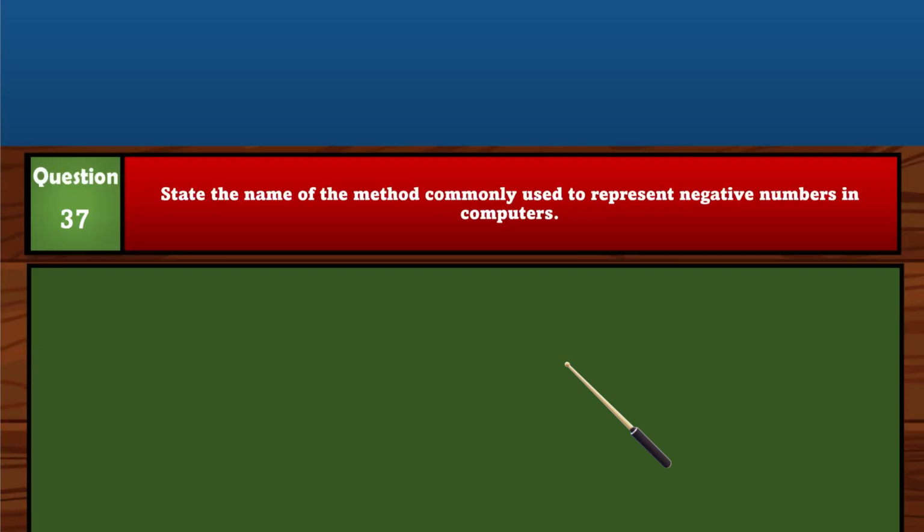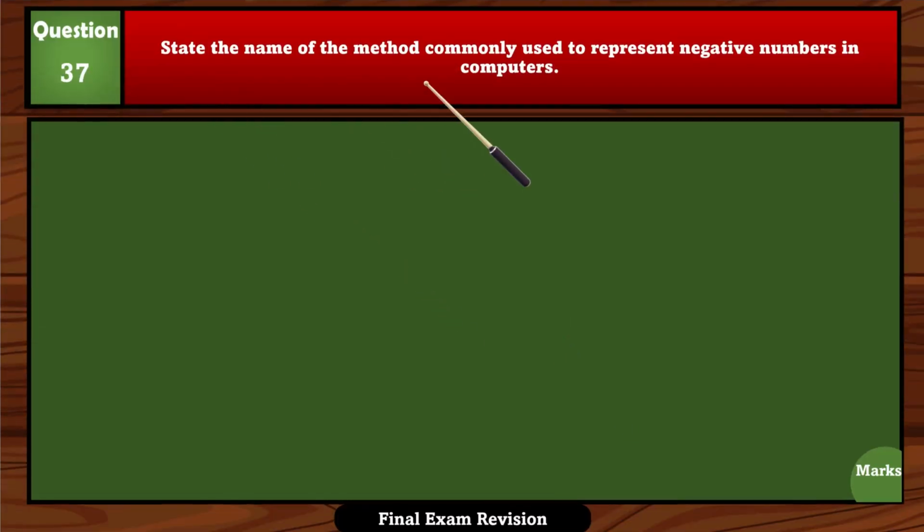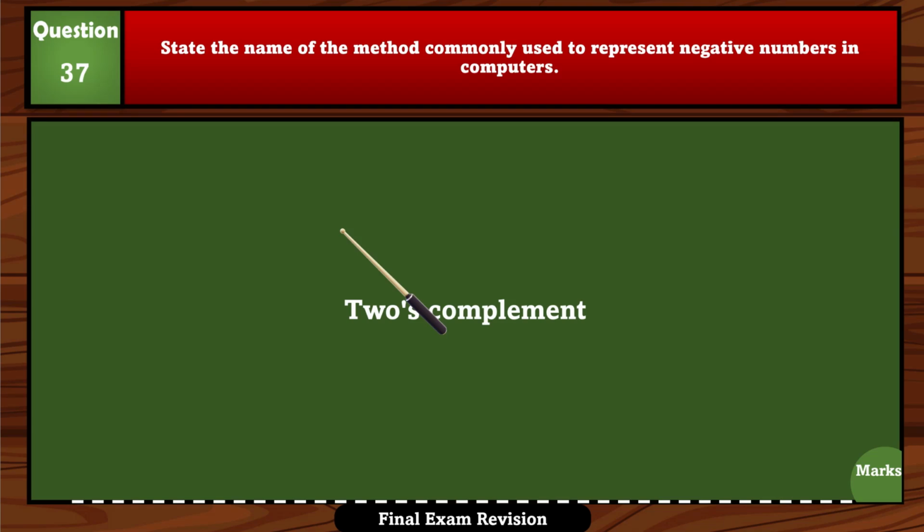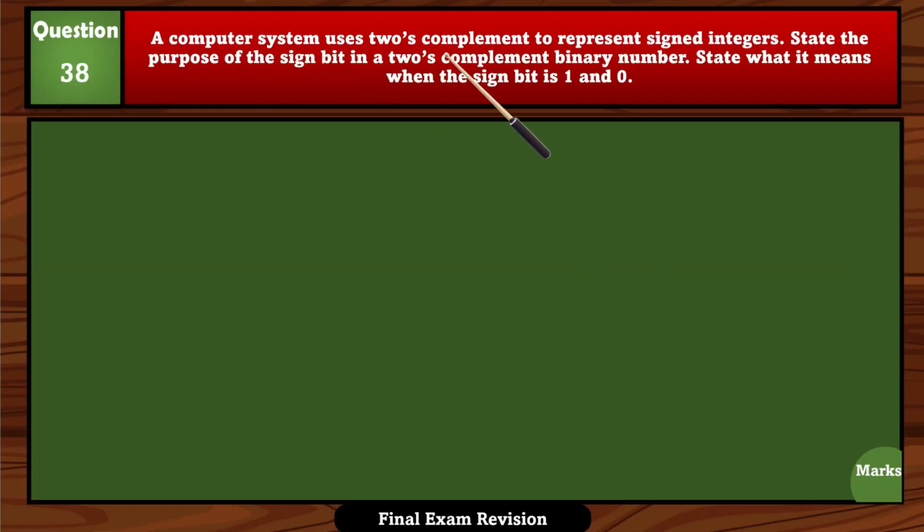Okay. So question 37, state the name of the method commonly used to represent negative numbers in computers. So that's called the two's complement method. Or more precisely, signed numbers. Signed numbers are usually represented using the two's complement method. A computer system uses two's complement to represent signed integers. State the purpose of the sign bit in two's complement binary numbers. State what it means when the sign bit is 1 and 0.